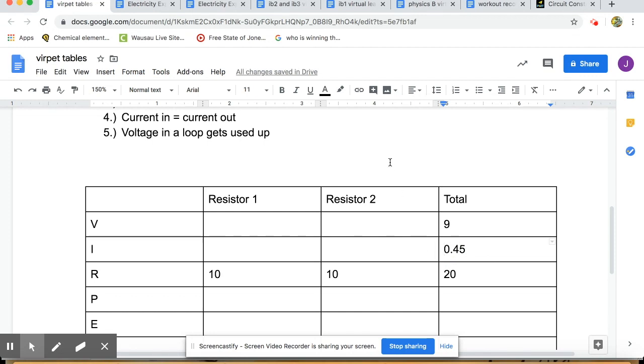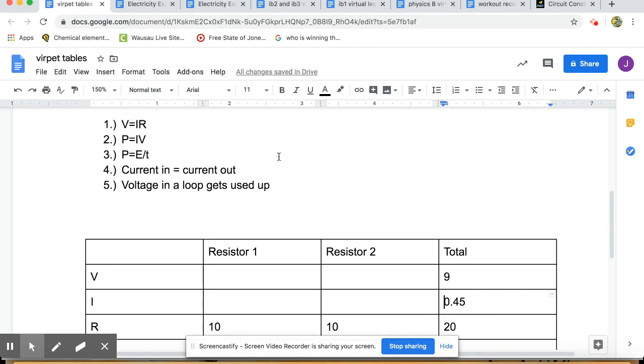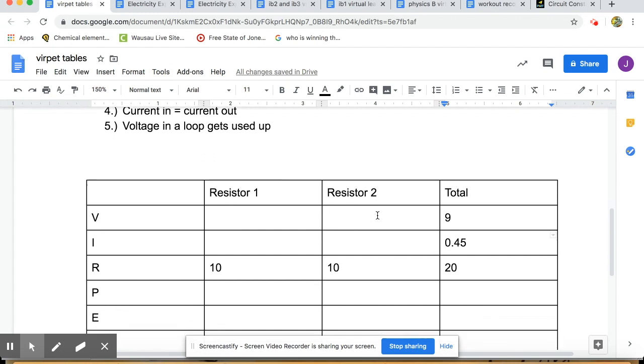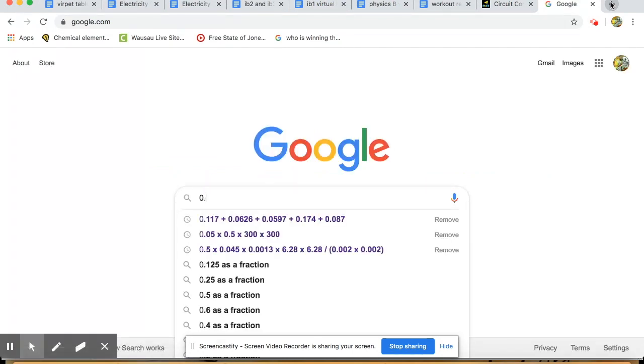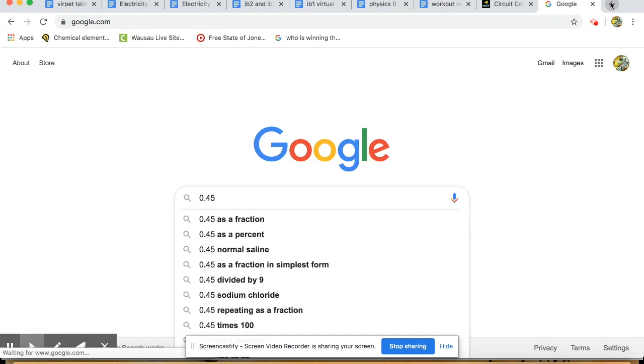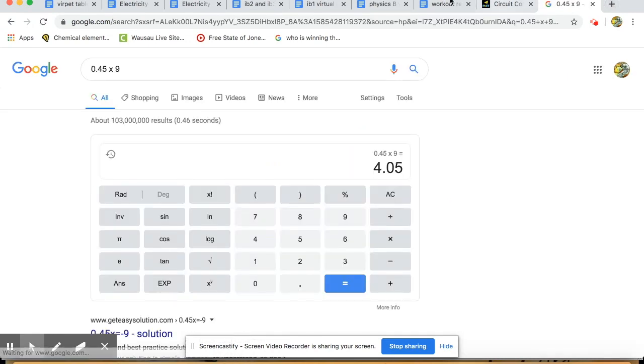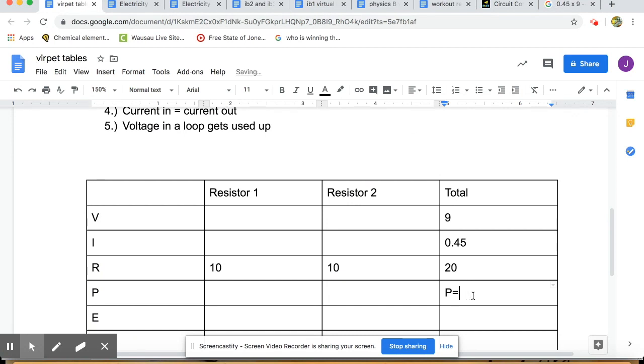Awesome. Now, next thing I like to do after I use V equals IR, I can use P equals IV. Well, do I know P? No, I don't, but I do know I and V. So P equals IV. I can basically fill in the rest of this column if I wanted to. P equals IV, that will be 0.45 times 9. Let's go to a little Google calculator here. 0.45 times 9, 4.05. So I know that this uses 4.05 watts.